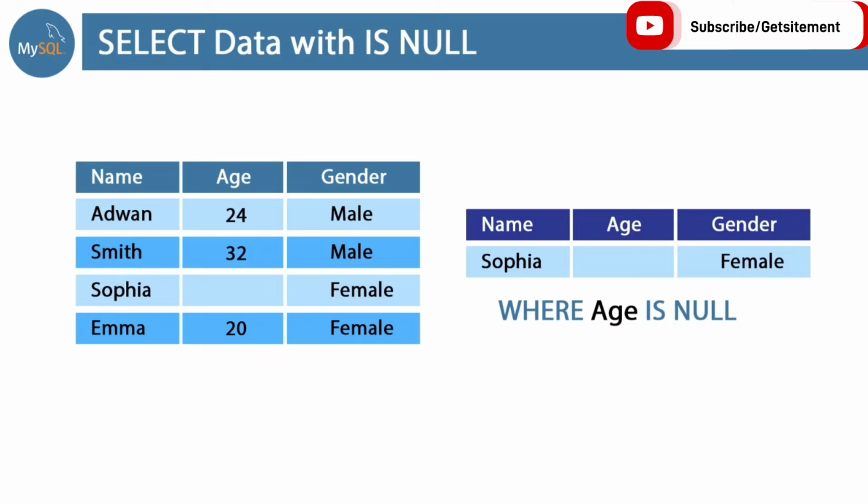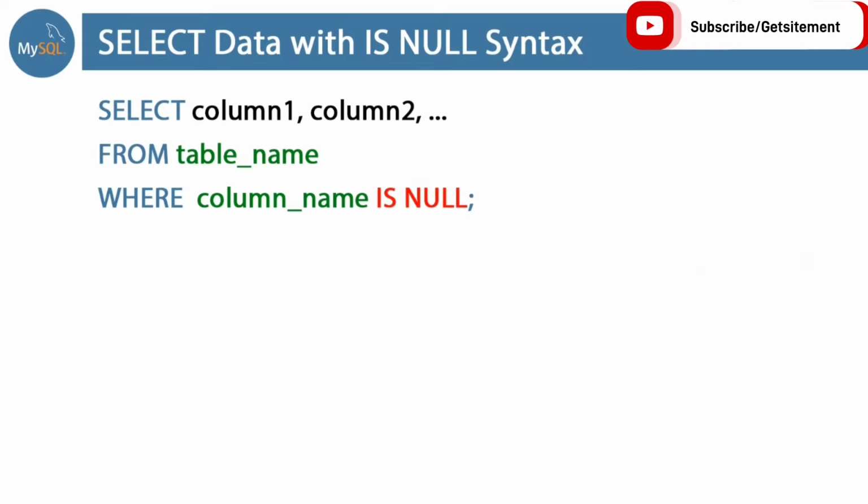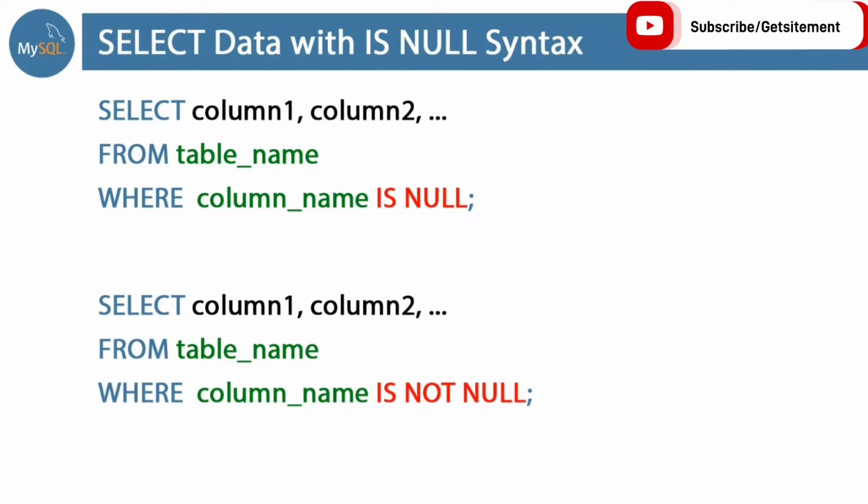Let's see how we can use it with the SELECT command. First we need to type SELECT, then we provide the column names FROM our table name, WHERE column name IS NULL. So this command is going to retrieve all the null values, and if we want to retrieve those values which are not null, then similarly we can use the IS NOT NULL operator. You just need to type IS NOT NULL. It's going to retrieve those results that don't have a null value in the particular column.